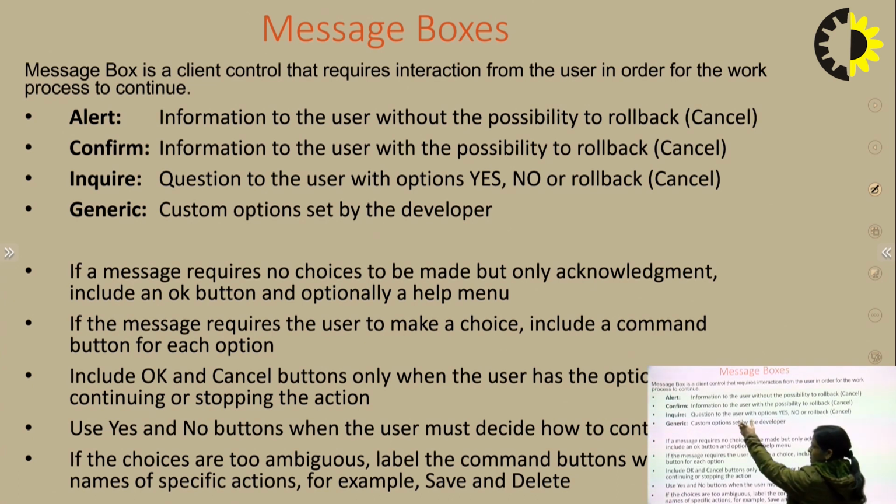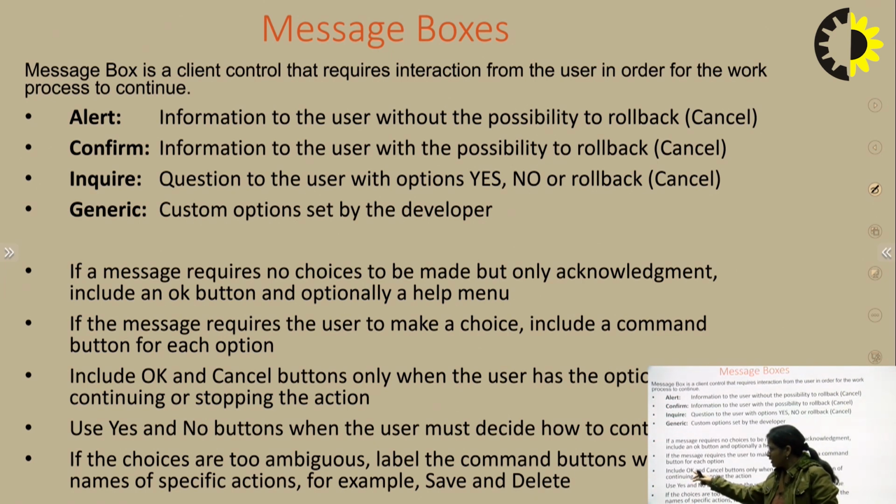These alert, confirm, inquire and generic messages basically depend on the purpose, and may be chosen according to the window. Okay. So if a message requires no choice to be made but only acknowledgement, that may include an OK button or optionally a help menu. Okay. And if a message requires the user to make a choice, include a command button for each option. So if we want to give the user a choice, then command buttons are used, and there are many options, whether he wants to retry, abort, or cancel, that depends.